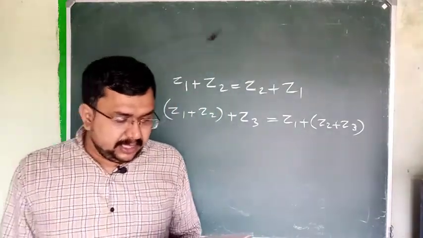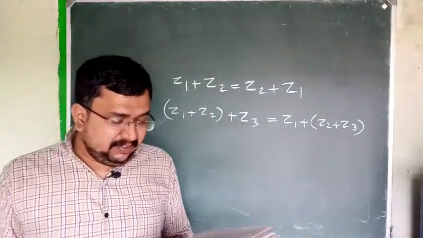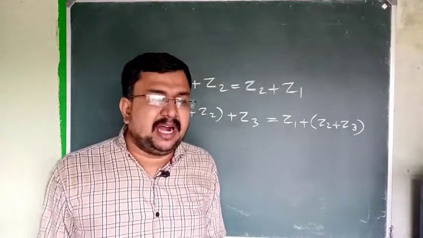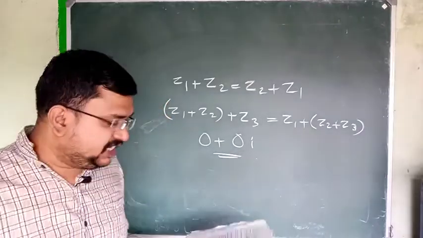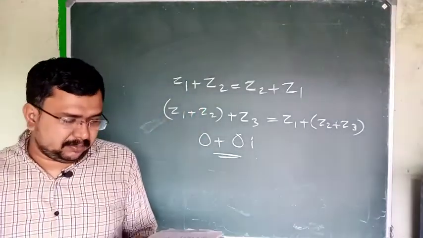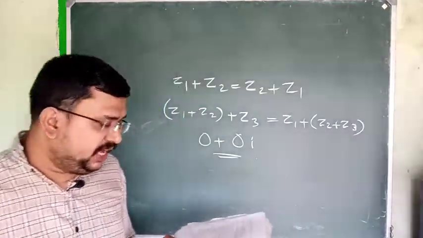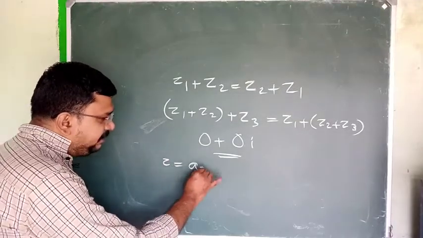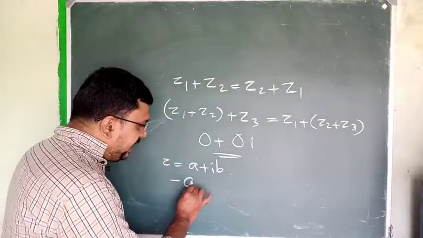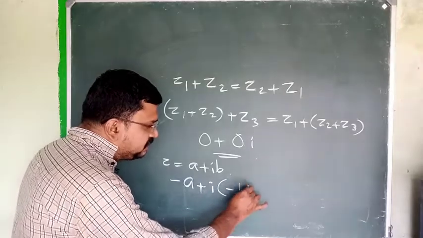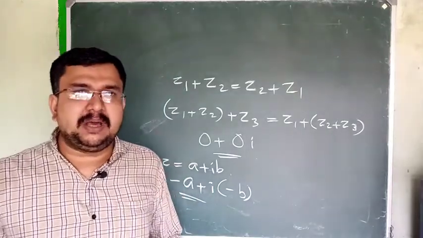Next is the existence of additive identity. Additive identity means the zero complex number, that is, a number of the form 0 plus 0i. This is the additive identity of the complex numbers. Next one is the existence of additive inverse. If z equal to a plus ib, then the additive inverse is minus a plus i into minus b. This is the additive inverse of the complex number.